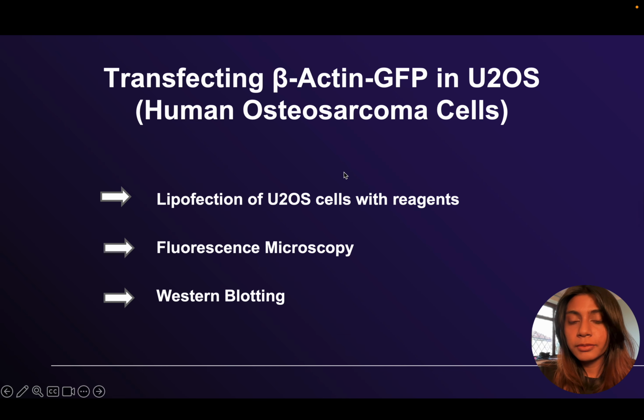Then for the beta-actin GFP fusion in my mammalian cell line U2OS, I used a lipofection reagent, which was incubated for 24 to 48 hours. Through fluorescence microscopy and Western blotting, I successfully identified that it was inserted in my mammalian cell. Fluorescence microscopy helped me identify the location and function of it, and through Western blotting using anti-GFP and anti-beta-actin antibodies, I could successfully say it was inserted.